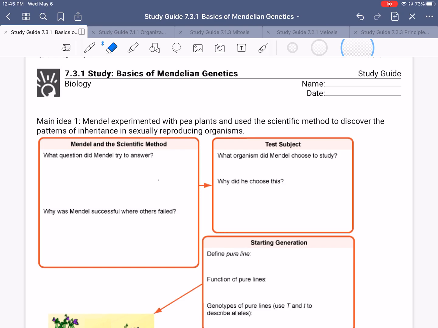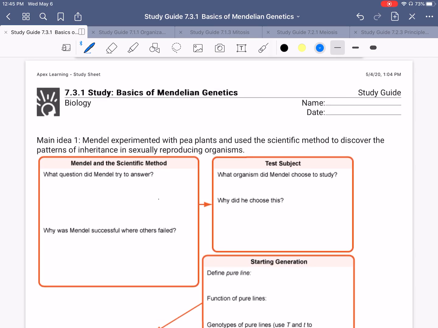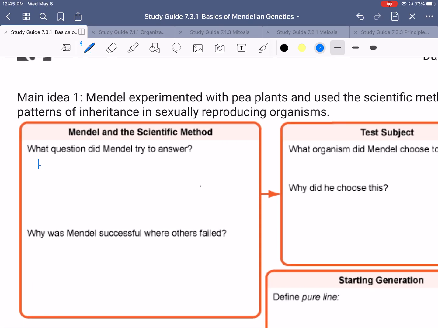So Mendel was successful because he used the scientific method. He made observations and he asked questions. He began his work with this question: how are traits passed down from parents to offspring? So that'll be our first block down here. How are traits passed down from generation to generation?